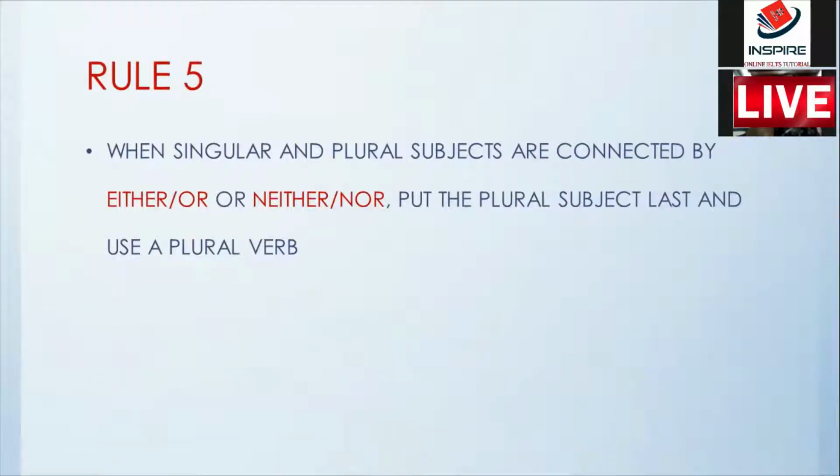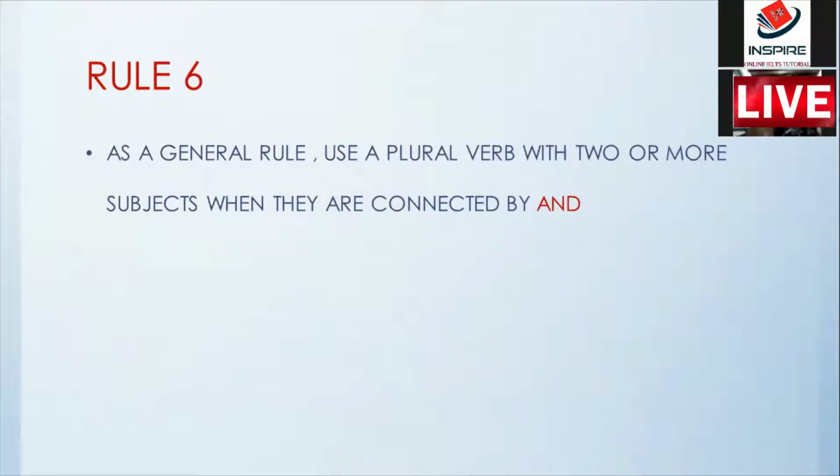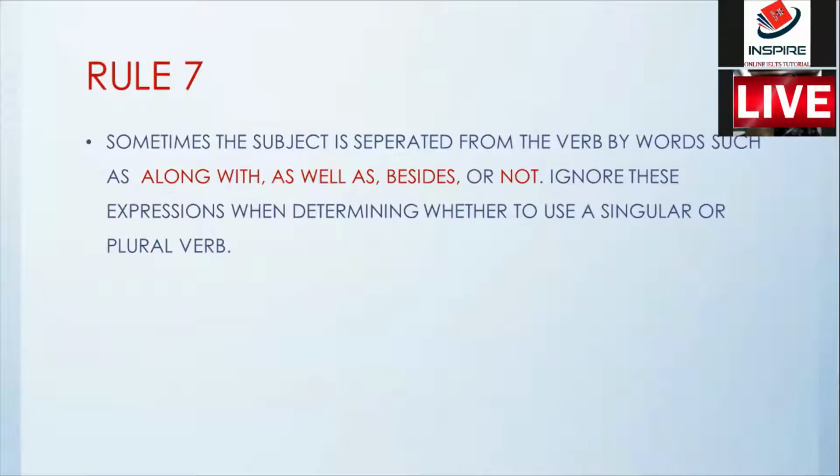Then the fifth rule, when a singular and plural subjects are connected using either or, neither nor, put the plural subject as the last subject and use a plural verb. Then the sixth rule is, when any kind of subjects are connected using and, we need to use a plural verb. Okay, so the seventh rule is, when we use certain words like along with, as well as, besides or not, we just need to ignore these and make sure about the subject and make the verb accordingly.